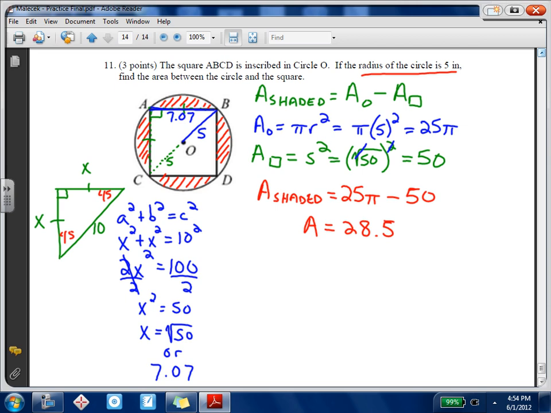And the units, we are finding an area, so it's going to be units squared. However, it is in inches, so the answer will be in inches squared. And that's your final answer for number 11. Area is equal to 28.5 inches squared.